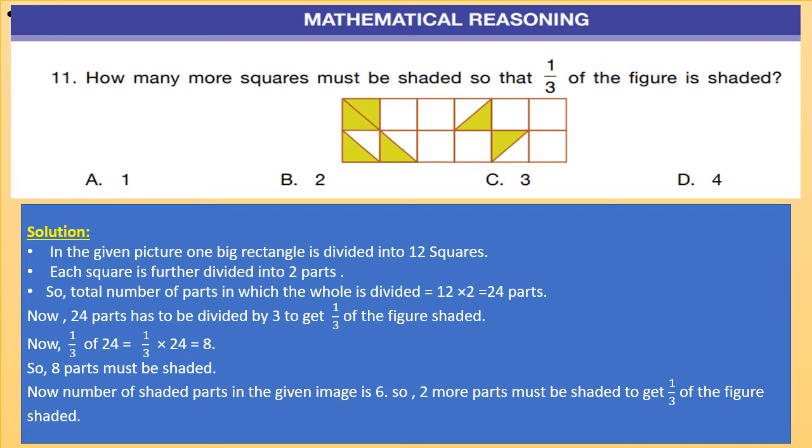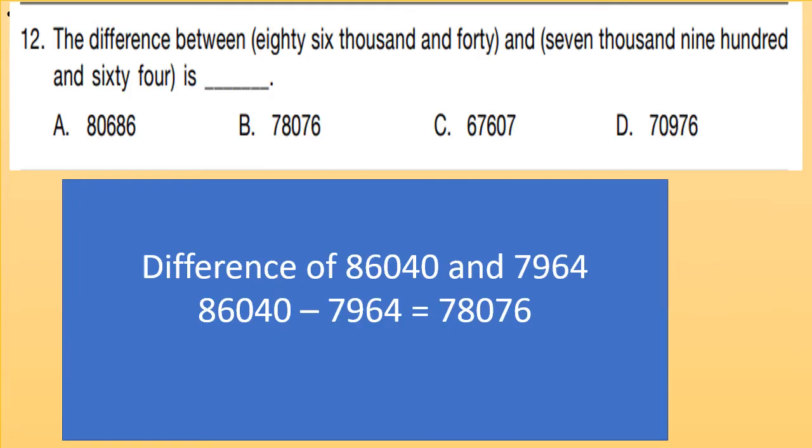Now the number of shaded parts in the given image is 6. So 2 more parts must be shaded to get 1/3 of the figure shaded. So correct option is B. The difference between 86,040 and 7,964 is, now see the solution. The difference between 86,040 and 7,964 is 78,076.